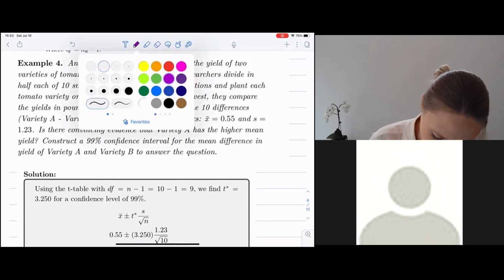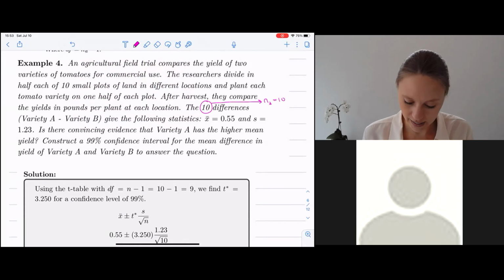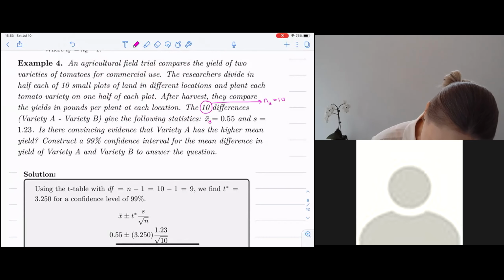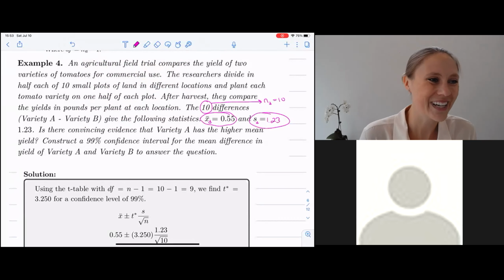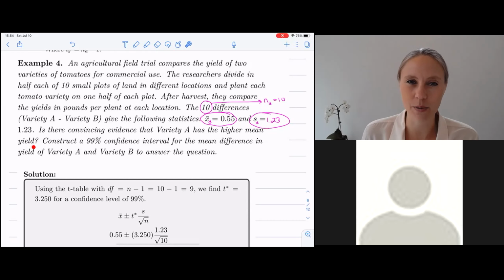And so we've got 10 differences, right? So n of the differences is 10. X bar of the differences is 0.55, and S of the differences is 1.23. How original, right? And so now we want to know, is there convincing evidence that variety A has a higher mean yield? Okay, so that sounds like a hypothesis test, right?